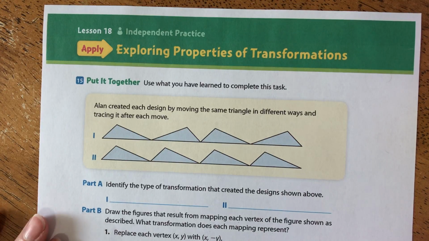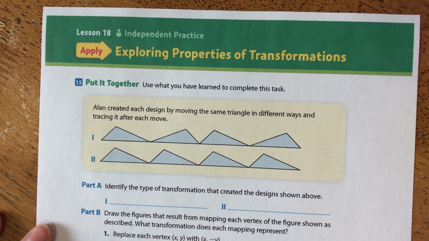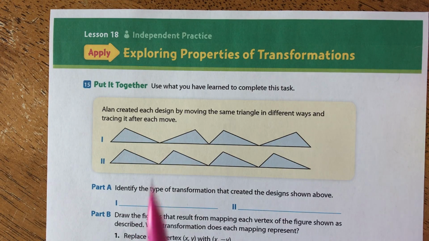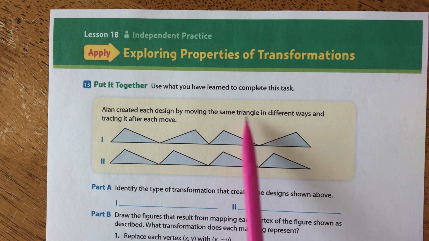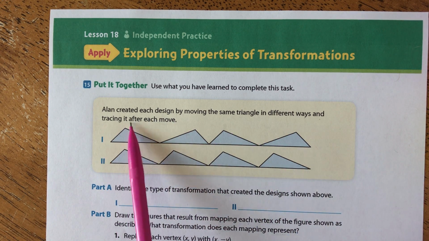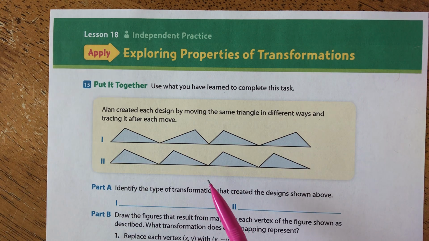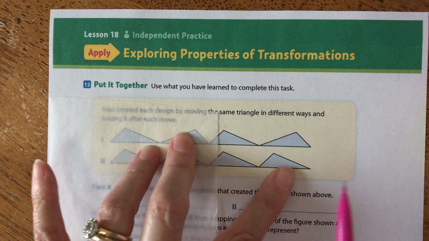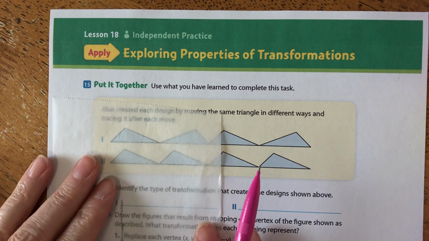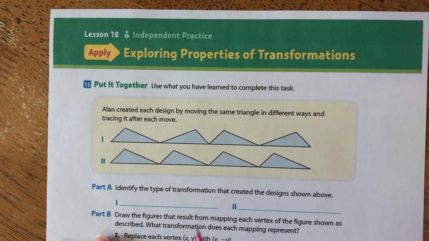Okay, I really like this one. This one's kind of fun. Okay, so number 15 says, use what you've learned to complete this task. All right, Alan created each design by moving the same triangle in different ways and tracing it after each move. So I could bust out my tracing paper here and trace this and figure out what he did each time, okay? However, I think I can figure it out.